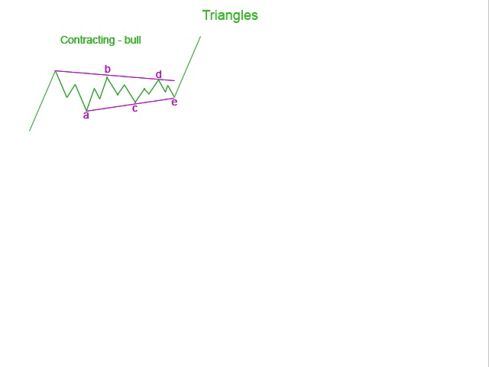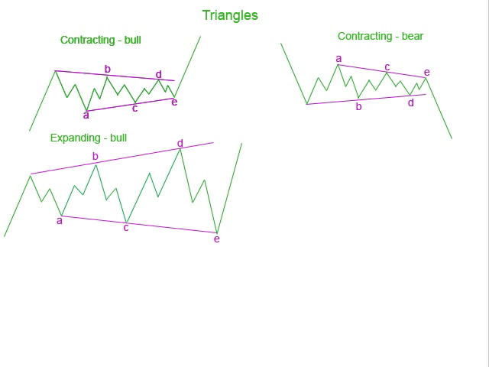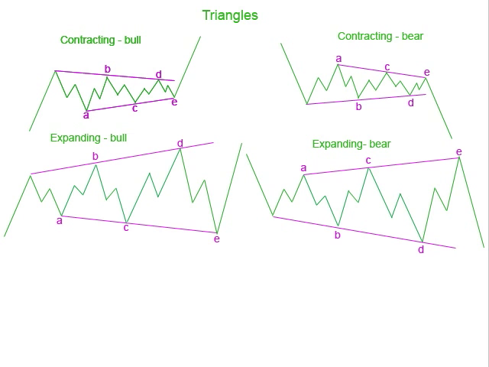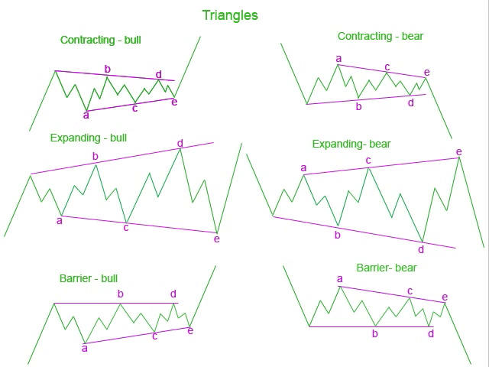Finally, having a look at this last type of corrective structure, triangles. Triangles can be one of 3 different kinds: contracting, expanding, or barrier triangles. Contracting triangles in bull and bear markets have trend lines on the upper and lower edges that move together, so the triangle is contracting. Expanding triangles, as the name suggests, expand. Trend lines above and below the extremes of the triangle expand or move apart. Barrier triangles have one trend line that's essentially flat, creating a barrier, hence the name.